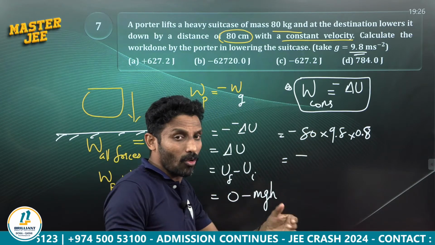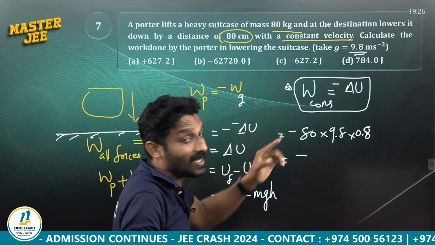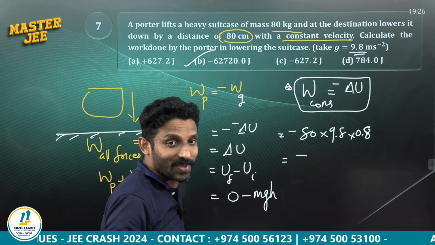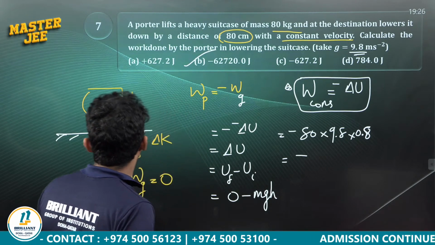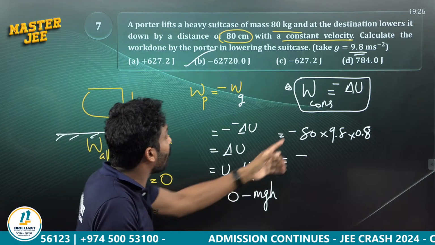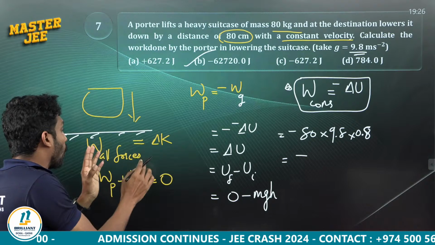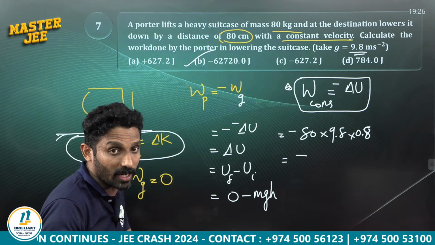So the exact answer will be just less than 640. What is the option? Just less than 640 with a negative sign is option B. Very good. So this is a very simple question and the concept is very clear here. Work done by a conservative force is minus delta U, one concept. Then work done by all forces is delta K, the well-known famous work energy theorem.